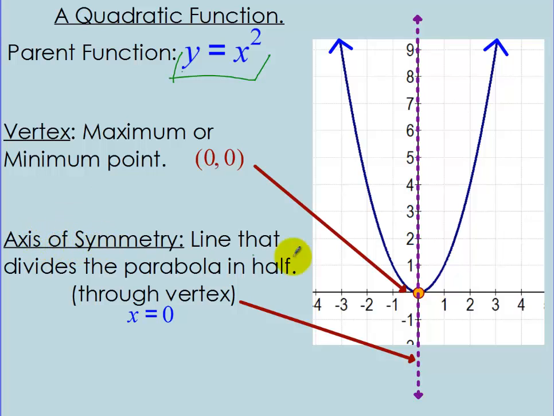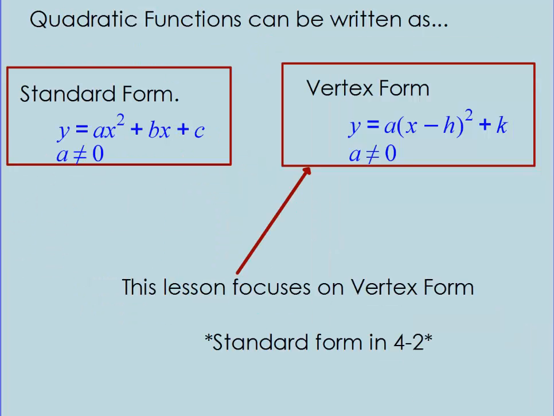Axis of symmetry is another key part, and that's going to be a line that divides the parabola in half. This shape's a parabola, and the line goes straight through the vertex. So a line straight through cuts it in two equal pieces.